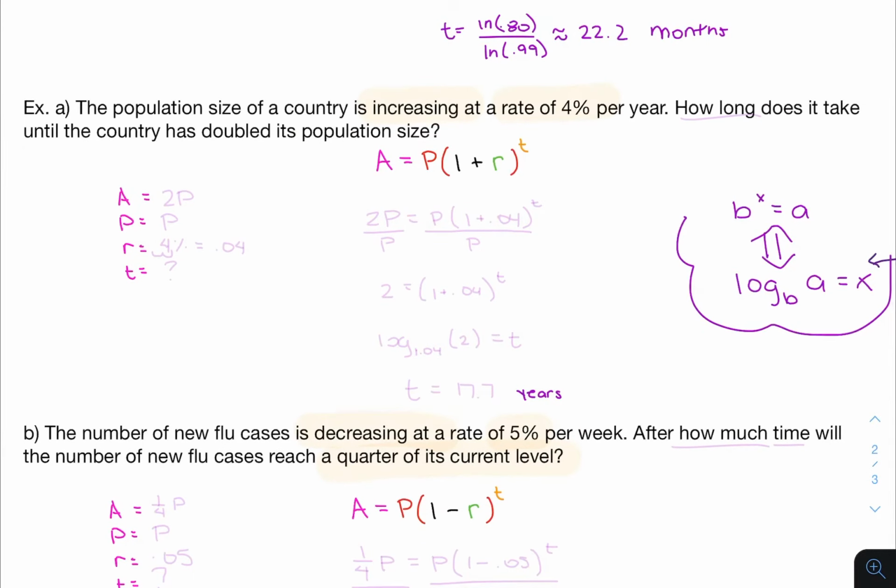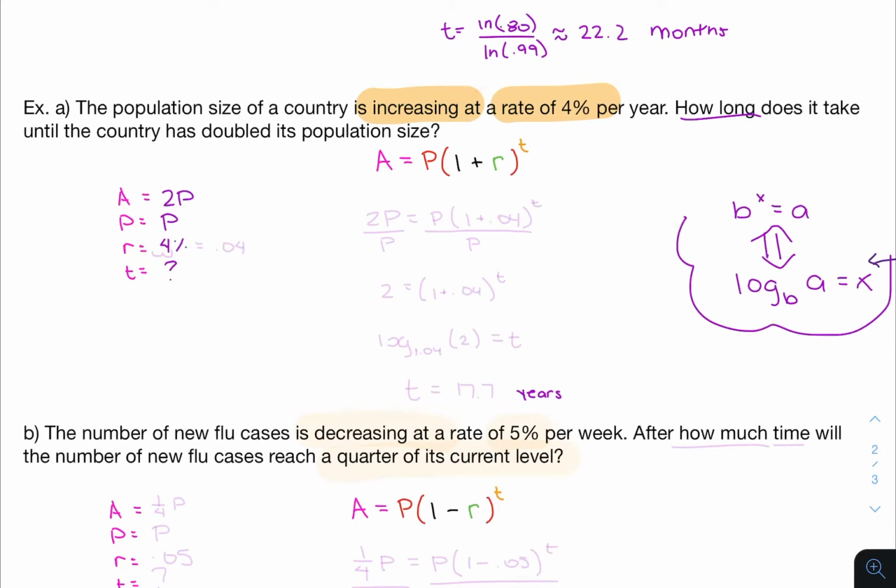It says that the population size of a country is increasing at a rate of 4% per year. How long does it take until the country has doubled its population? So again, if it's asking you how long, then we are looking for our time. And if it's saying how long will it take to double the population size, then we want to double. We don't know what the population is, so that's p. And our future value, we know that we want it to double, so that's twice as p. And our rate, we said, is 4%.